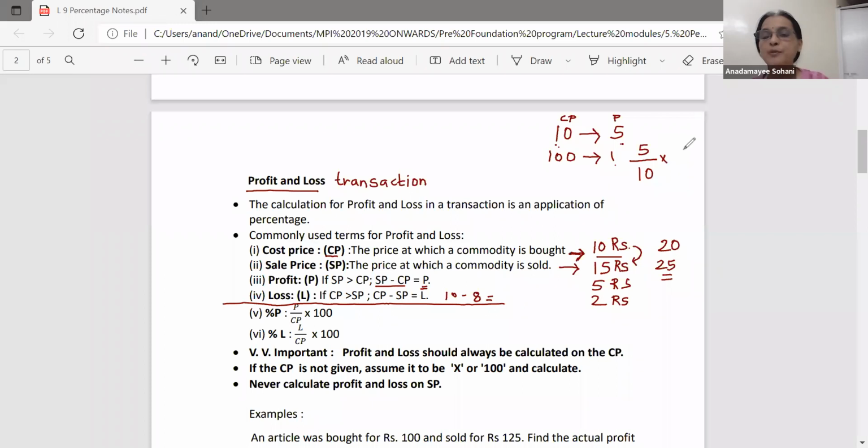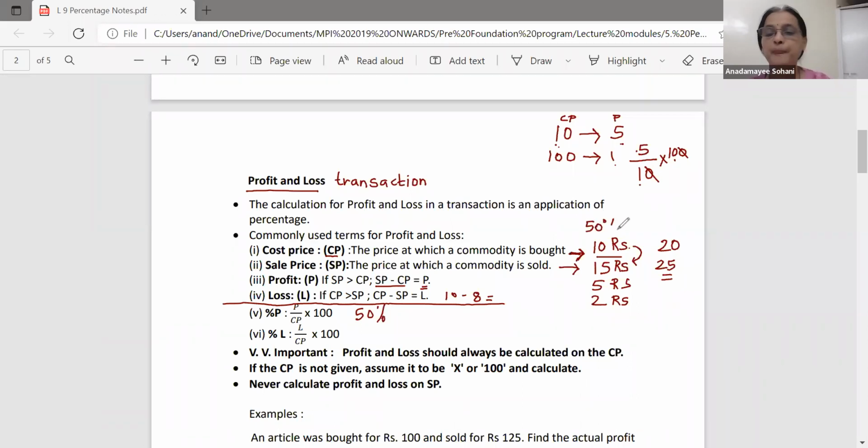Don't take down anything just now. Just look at the screen and try to understand what I'm saying. Profit upon cost price multiplied by 100, 10 ones are 10, 10 tens are 100. I am getting 50% profit in this transaction.